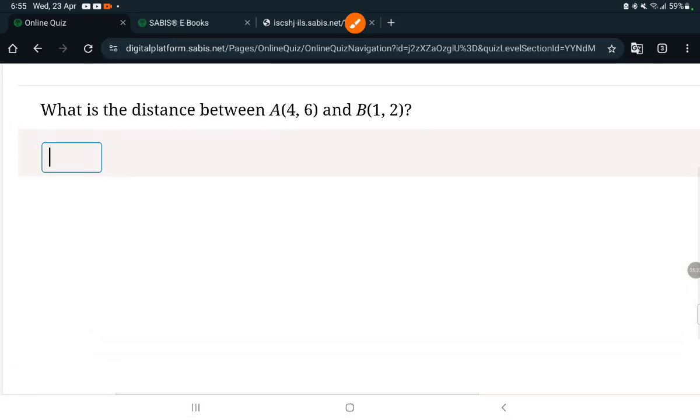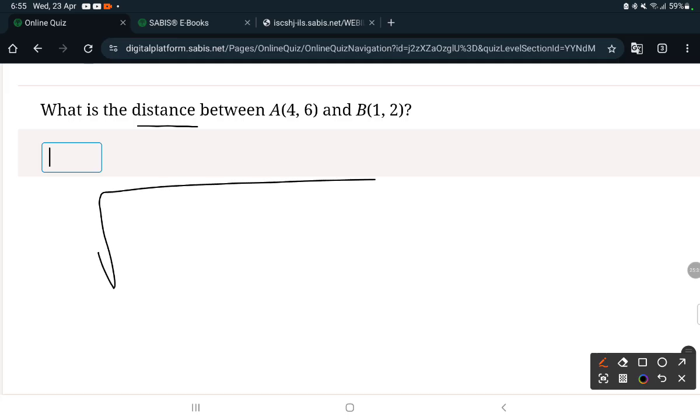Okay, what is the distance? When they say distance, that means you use the distance formula. And the distance formula is all in a radical, first of all.